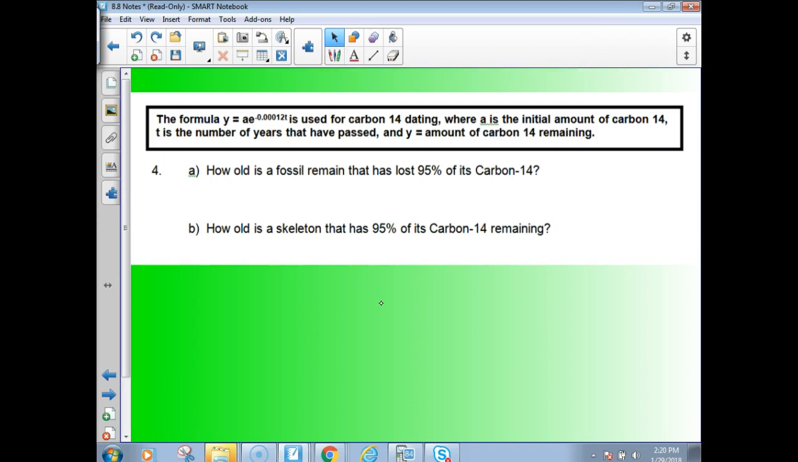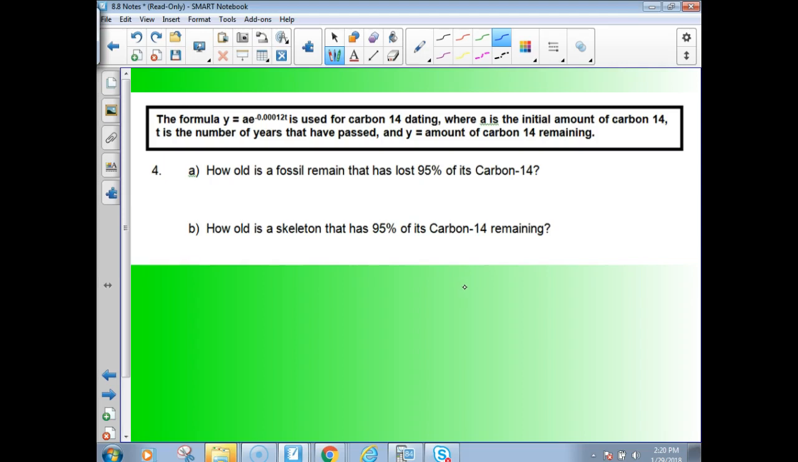Negative 0.00012T. Is this formula really any different than what we've been doing? What's the A? It's like in the last problem: A is P sub 0, this would be your P sub T, and that'd be your K. So this formula is used for carbon-14 dating, where A is the initial amount of carbon-14, T is the number of years that have passed, and Y is the amount of carbon-14 remaining.